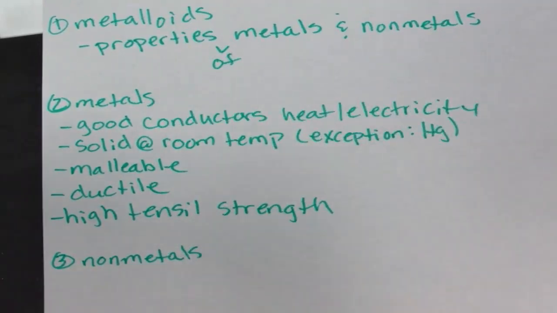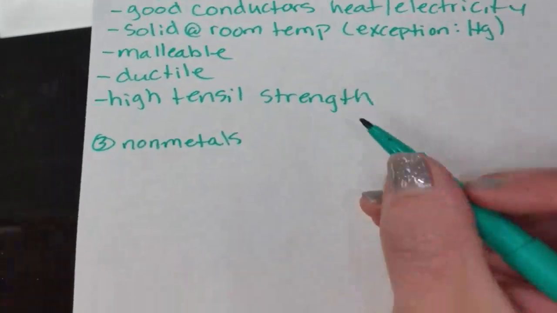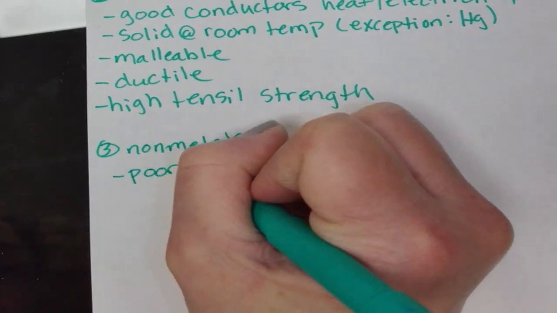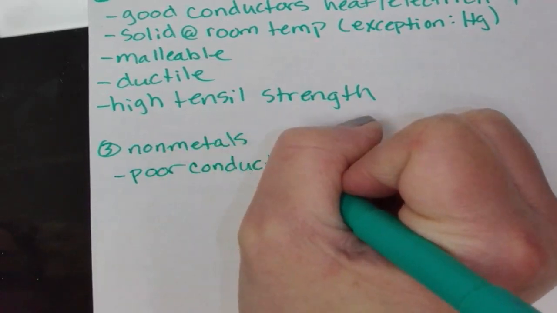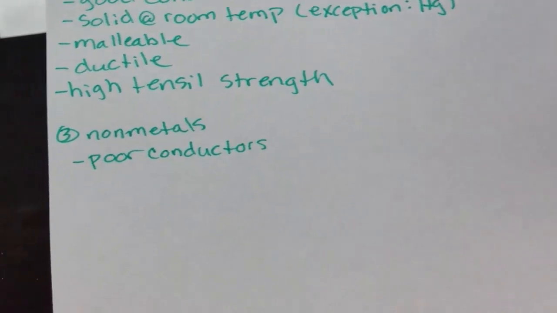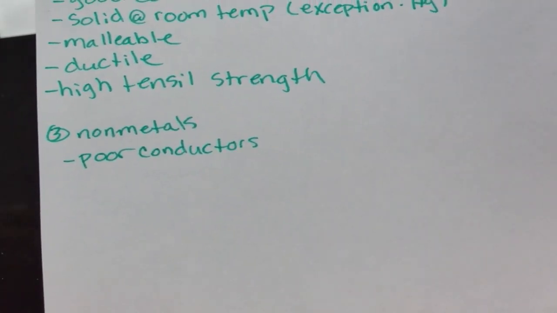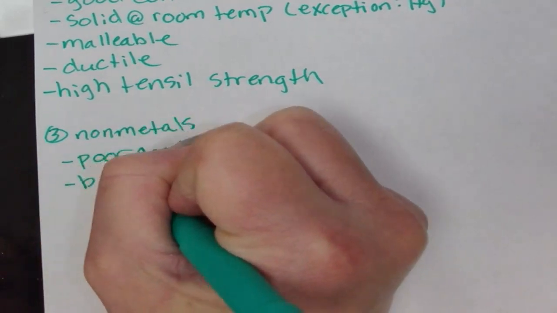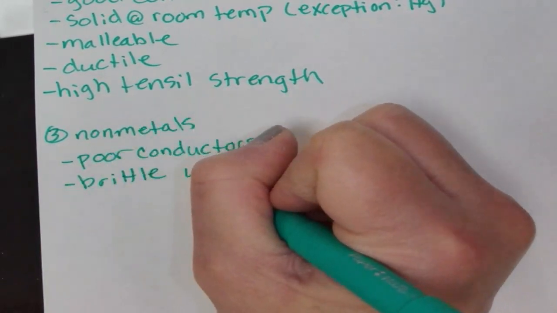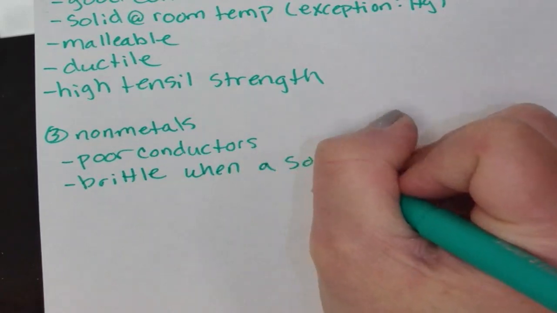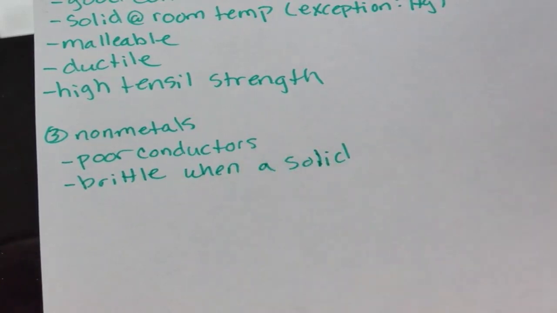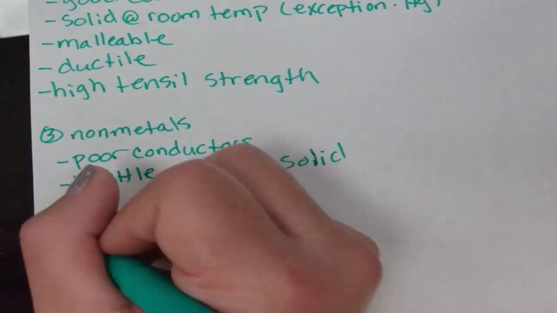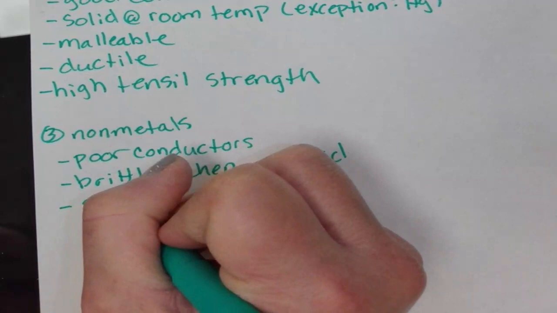What do we know about nonmetals? Nonmetals are poor conductors. All right, they are brittle when a solid. All right, and nonmetals can be a solid, a liquid, or a gas at room temperature.